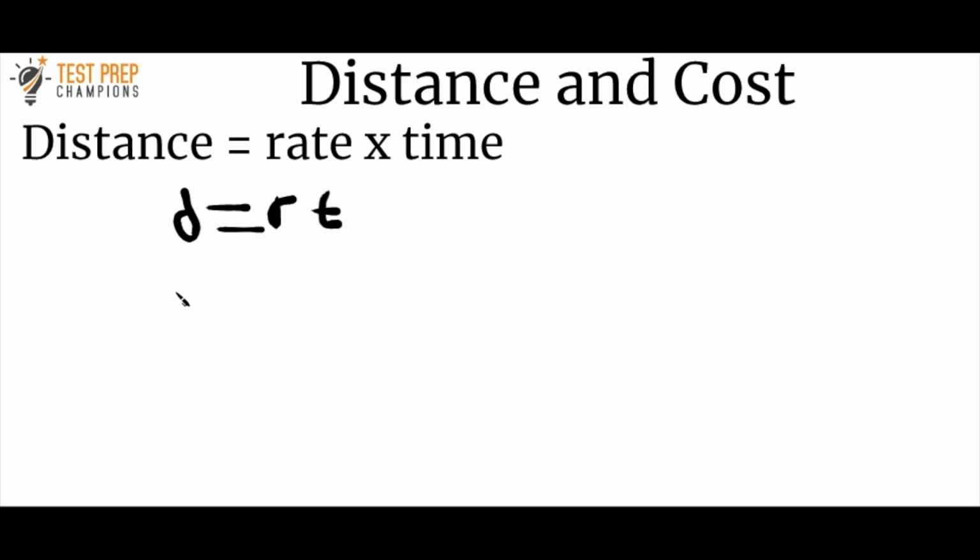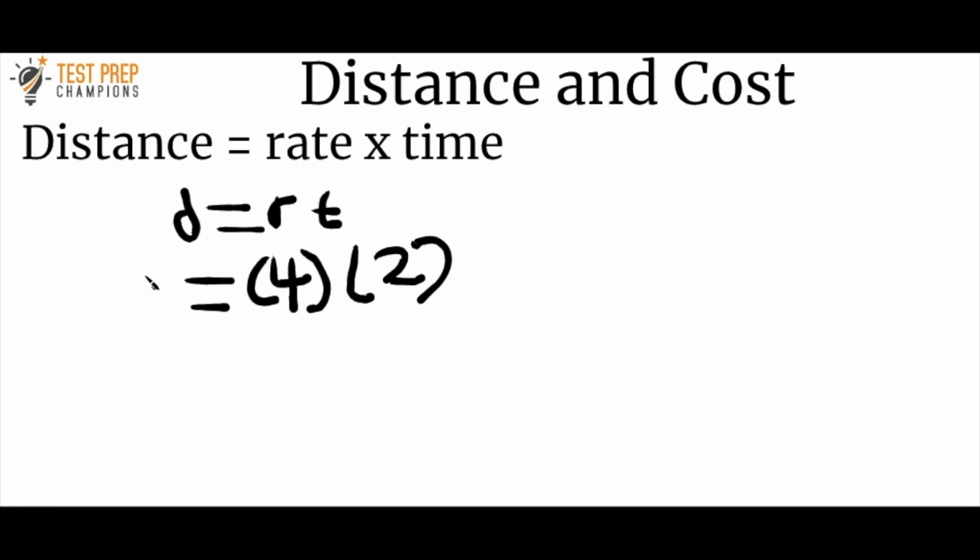Let's put some numbers here and give an example. Let's say that you are going biking, and you bike at an average speed of 4 miles per hour. So your rate is 4, and let's say that your time is 2 hours. So you bike for 2 hours at a speed of 4 miles per hour. What is your distance here? Well, 4 times 2 is 8, so your distance would be 8 miles.